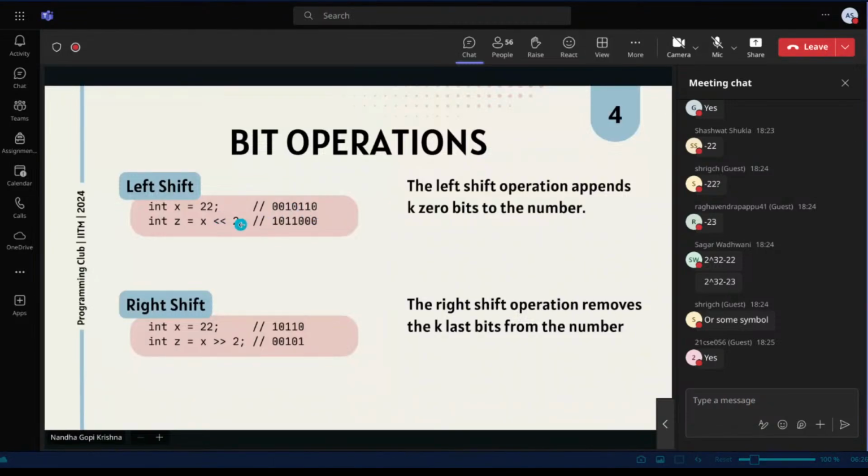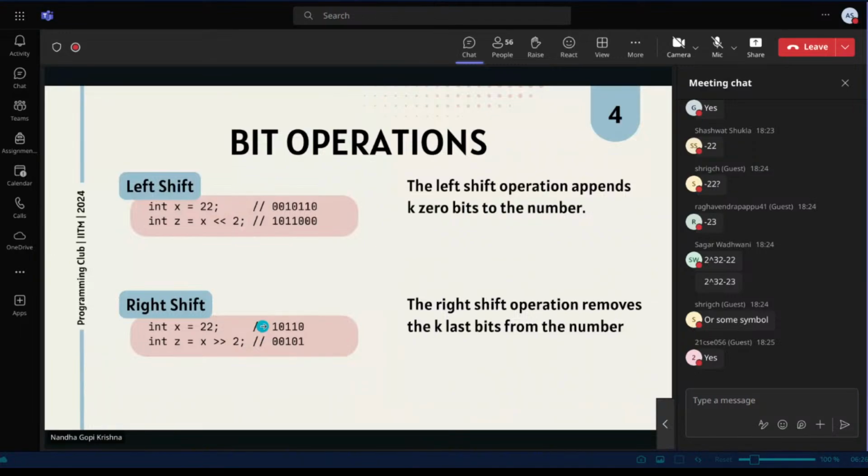If I tell it to move it twice to the left, it first becomes 0 1 0 1 1 0 0, and then it becomes 1 0 1 1 0 0 0. As you can see, it has moved twice to the left. Then we have the right shift operation.